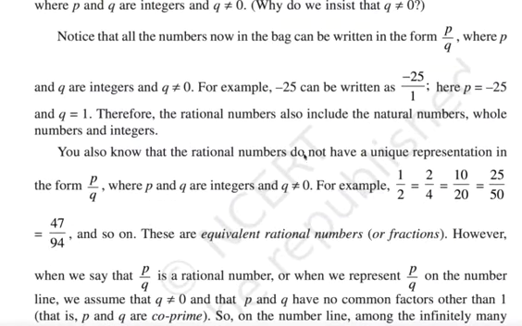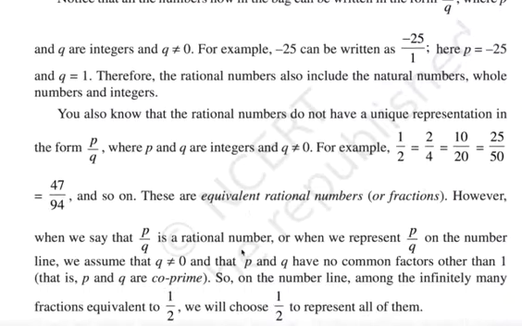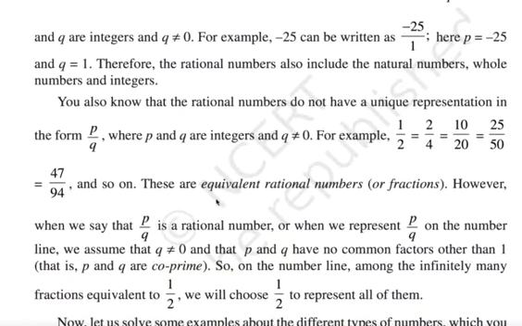You also know that the rational numbers do not have a unique representation in the form p by q. For example, 1 by 2 equals 2 by 4 equals 10 by 20 equals 25 by 50. This one is multiplied with 2, this is with 5, this is with 10, this is with 25, 47 by 94 and so on. These are the equivalent rational numbers or fractions.